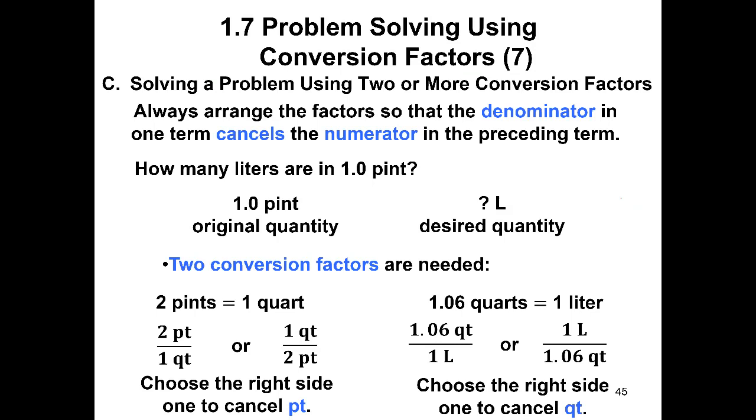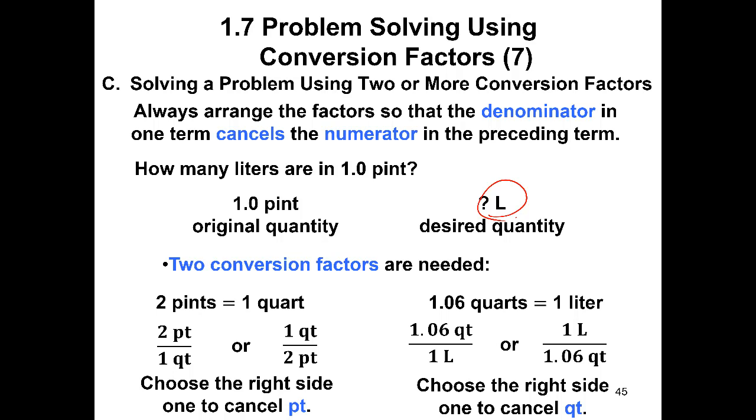Sometimes they're going to be a little more complicated, and so I'm going to have more than one conversion factor needed. For example, if I don't know how many liters are in a pint, so I have 1 pint and I'm wanting to change that into liters. Well, if I know how many pints are in a liter, I could do that. If I don't, though, I look and see what do I know. I know that there are 2 pints in a quart, and I know that there are 1.06 quarts in a liter, and that's from my conversion charts.